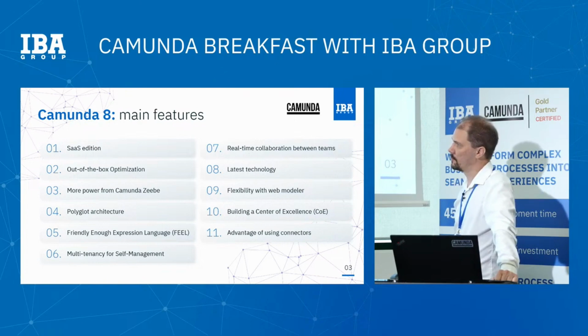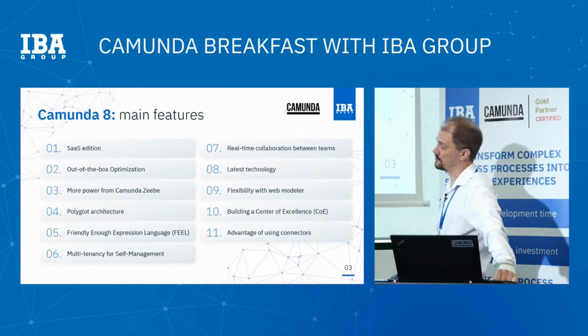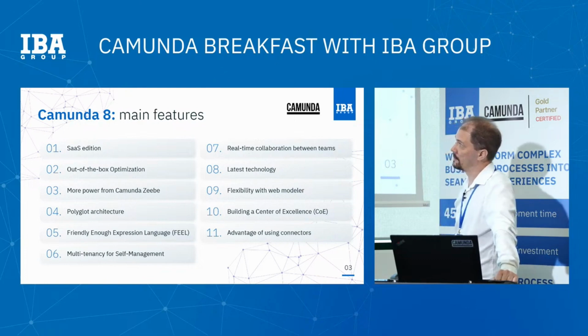The next great movement for Camunda 8 is a change in the expression language we are using to make conditions in the application. Camunda 7 was based on the so-called JUEL, the Java Unified Expression Language, and Camunda 8 is fully based on the Friendly Enough Expression Language, which is FEEL, which is a better scripting language we can use. It's simpler, it's more natural-language-like, and it's much easier for non-technical people to learn and to start writing different conditions and scripts using FEEL rather than JUEL.